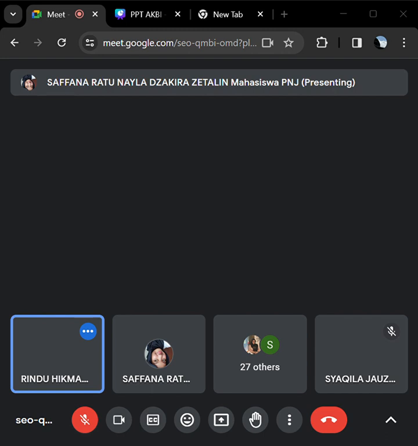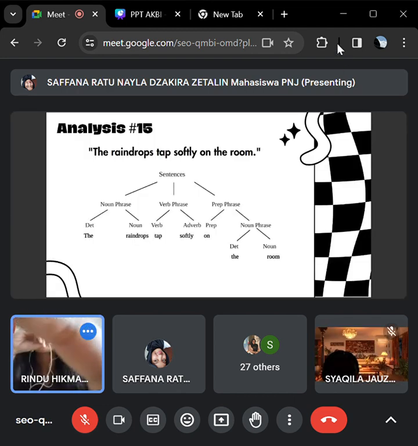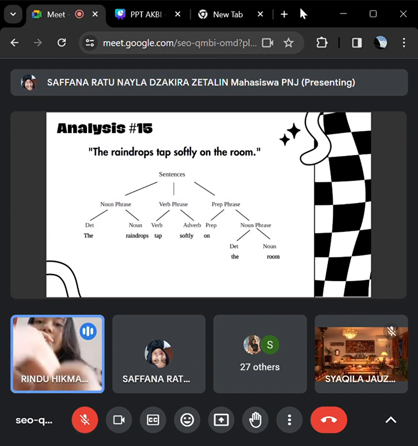And the last sentence is the raindrops tap softly on the roof. There are three branches. First is noun phrase, which has two branches. The is determiner. Raindrops is noun. And second branch is verb phrase. Verb phrase has two branches. Tap is verb and softly is adverb. And the last is a preposition phrase, which has two branches. Preposition is on and noun phrase has two branches. The is determiner and roof is noun.